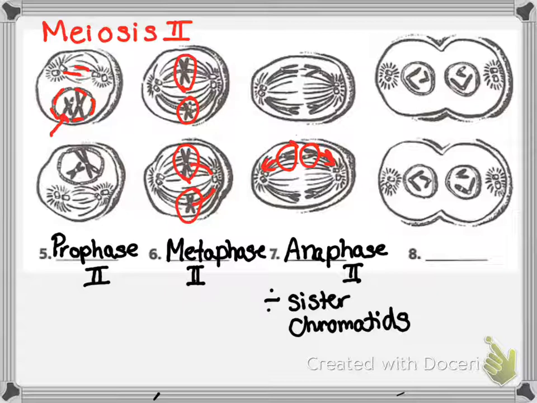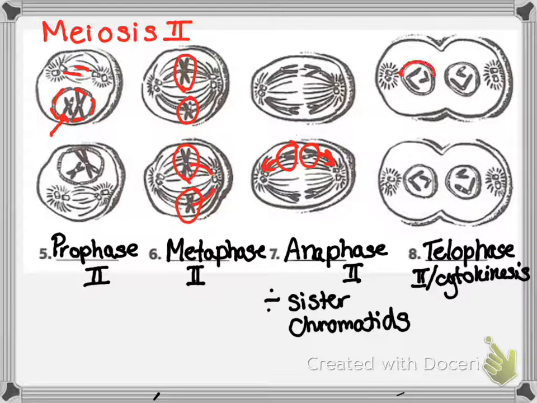Okay, and then we end up again with telophase. So telophase 2, and again, cytokinesis happens at the same time. Okay, things that are going to occur in telophase and cytokinesis: the nucleus is going to reform in our cells. There's no more spindle, okay? The cells are going to split in 2 because there's cytokinesis occurring.